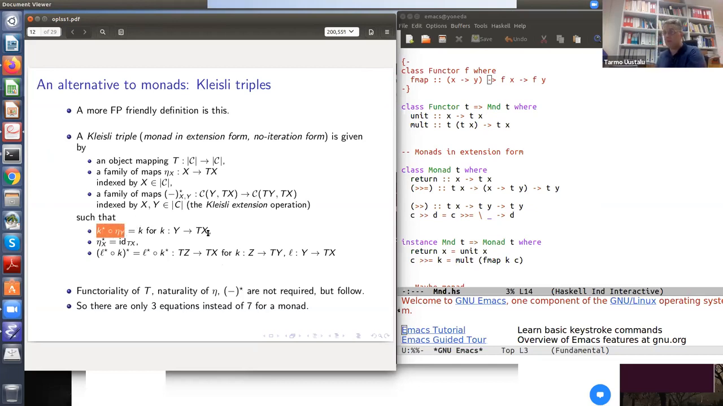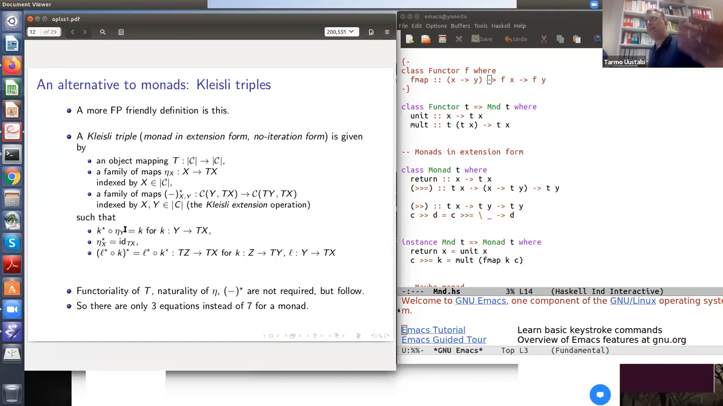So the left hand side has the same type as the right, and this equation has to hold. And then there are similar things. And most importantly, the following two things are the same. You take two of these effectful functions, one that goes from z to ty, one that goes from y to tx. I can compose k and l by promoting l. I mean, instead of l, I write l star. I can compose k with l star, and then I can promote the whole thing. Or I can promote them individually and compose. In either case, I do get a map from tz to tx, and the two have to be the same.